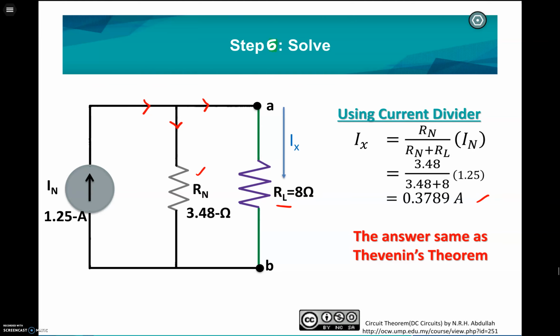0.3789 mA, and you can see that the answer is the same as Thevenin's theorem and the previous method that you already did in the example and exercise.